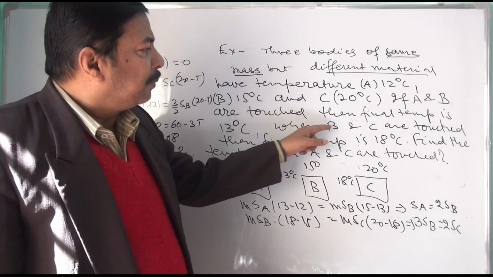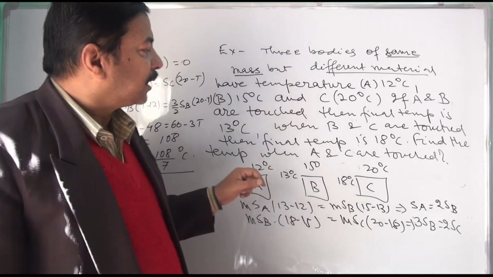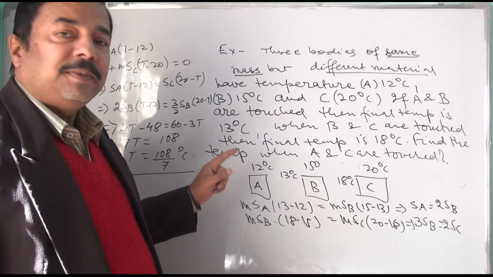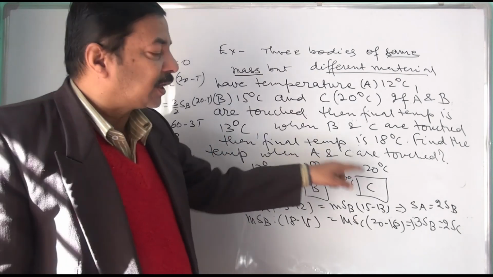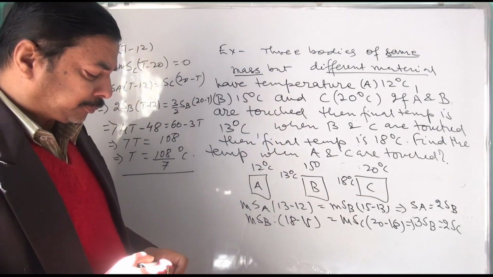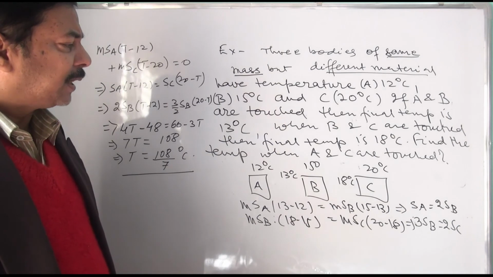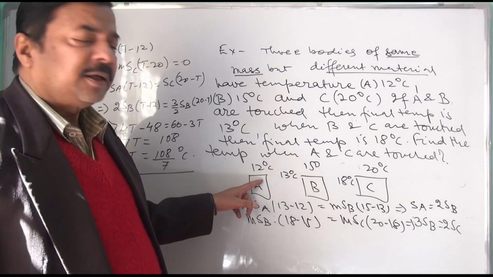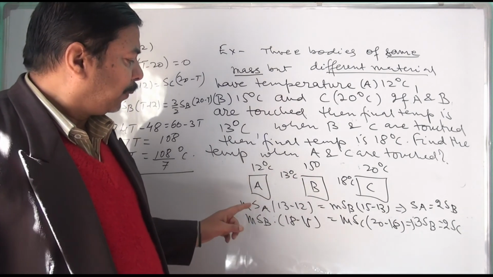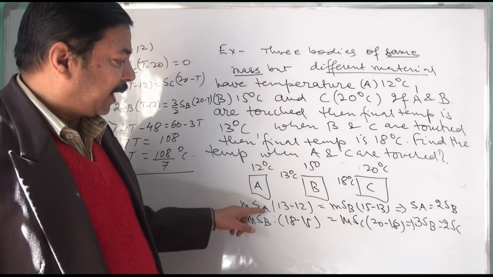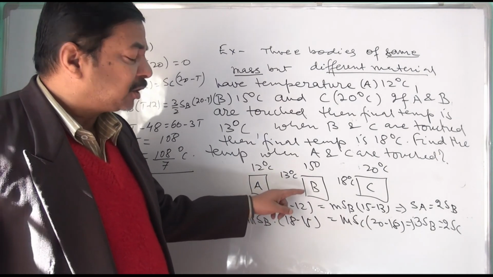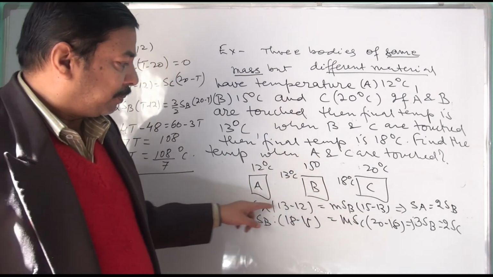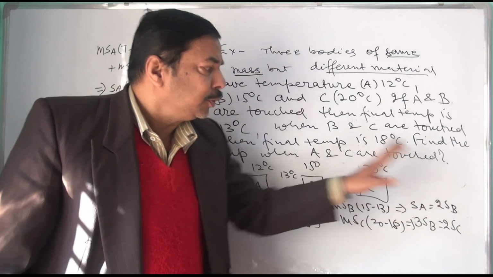And if B and C are touched, the final temperature is 18 degrees C. The question says: what will be the final temperature if A is touched with C? So in this question we will apply the same concept, the law of mixing. In the first case, this will gain heat and this will lose heat. So m S_A (13 minus 12) must equal m S_B (15 minus 13). By solving this we get S_A equals 2 S_B.